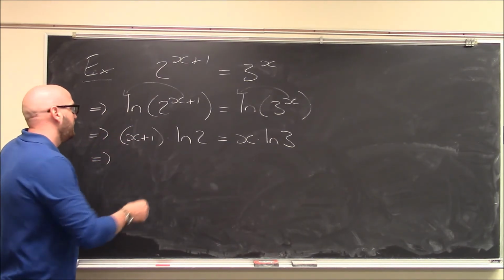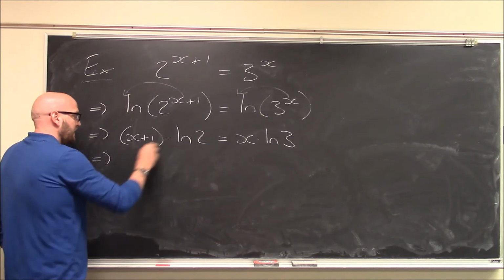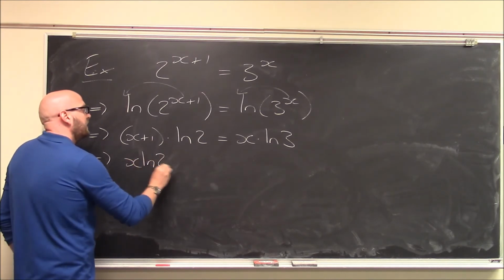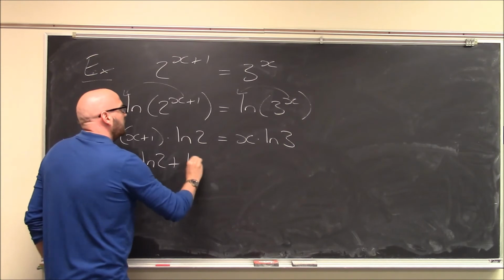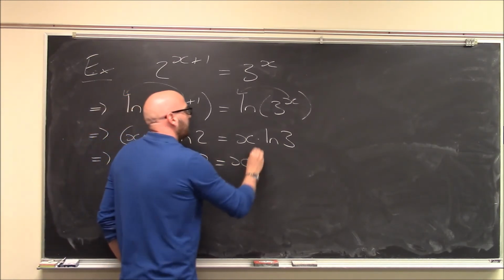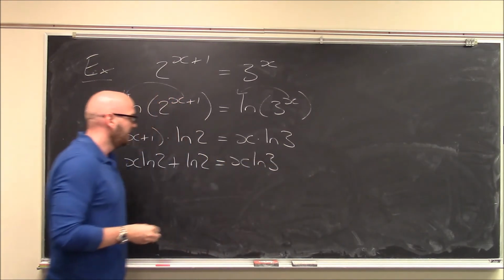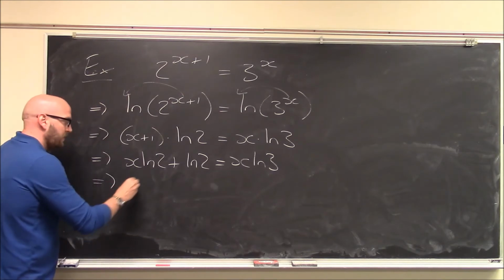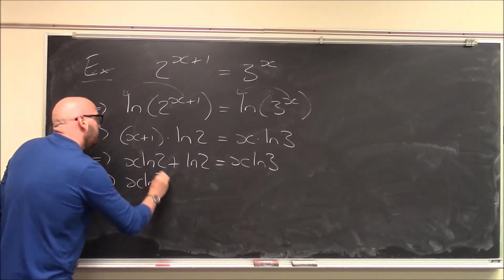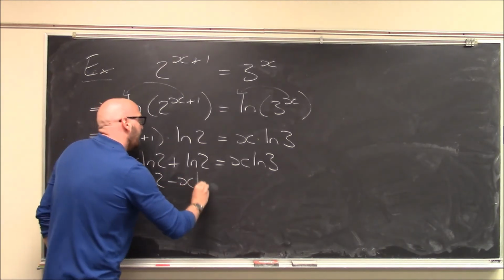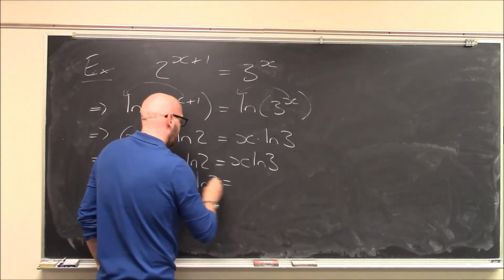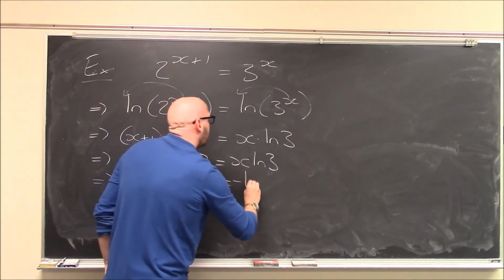Now I just want to group all my x's together. I've got x times ln of 2 plus 1 times ln of 2 equals x times ln of 3. I'm going to group them all together on one side, so x ln of 2 minus x ln of 3 equals, we'll bring this over, minus ln of 2.